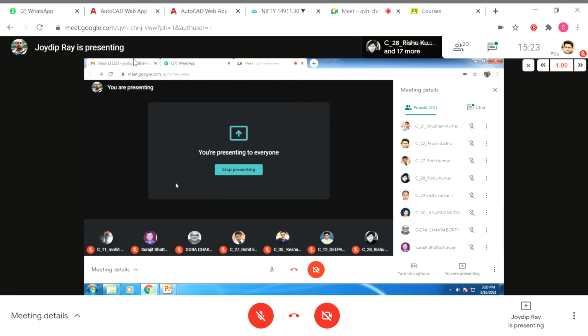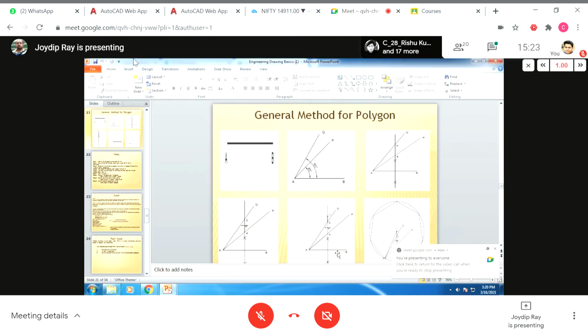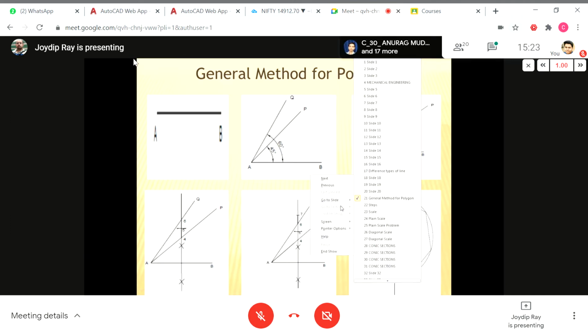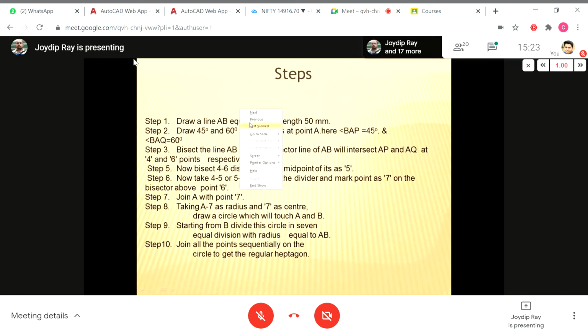So this is, I believe, if you can see my screen. Here we have discussed the general method for drawing a heptagon. You may have to draw one pentagon or hexagon also. Now the steps are already written here. At the very beginning I had not gone through the steps, otherwise it may not have been possible for you to understand this properly.